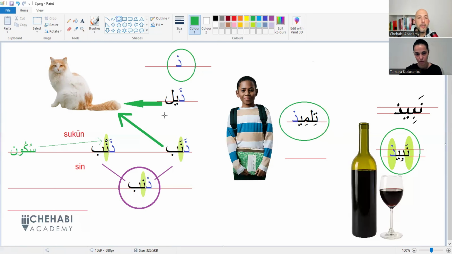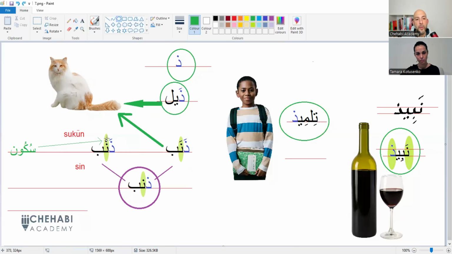Now we have 2 words with the green arrows. They refer to the same thing, which is a tail. How do we read the first word? ذيل. Dhail. You see? Dhail, tail. And the next one? ذنب. Dhanab. If you say dhail or dhanab, both mean tail.